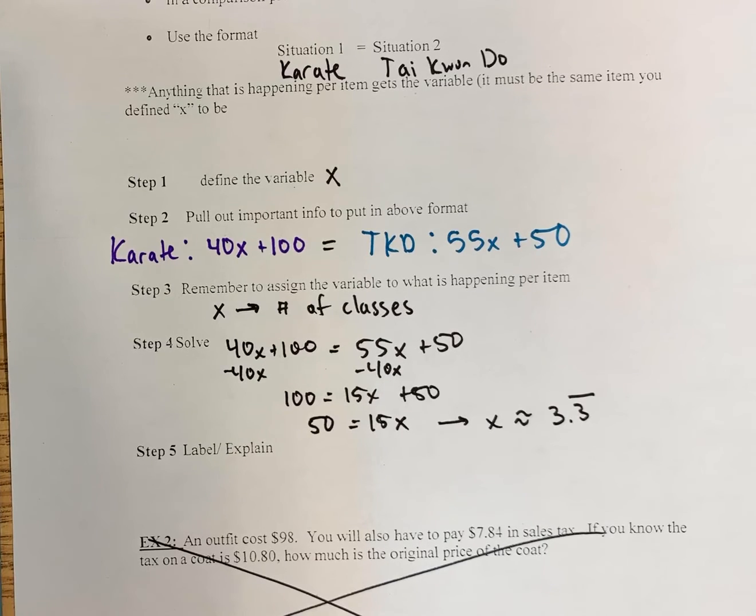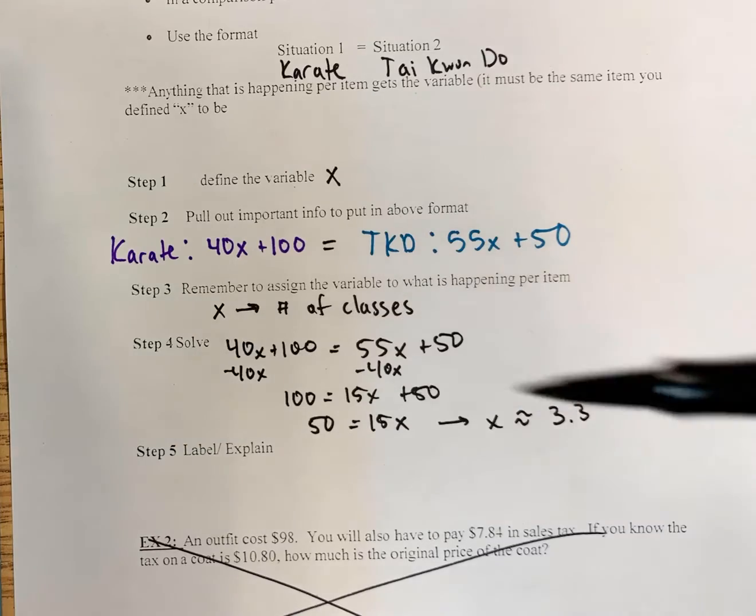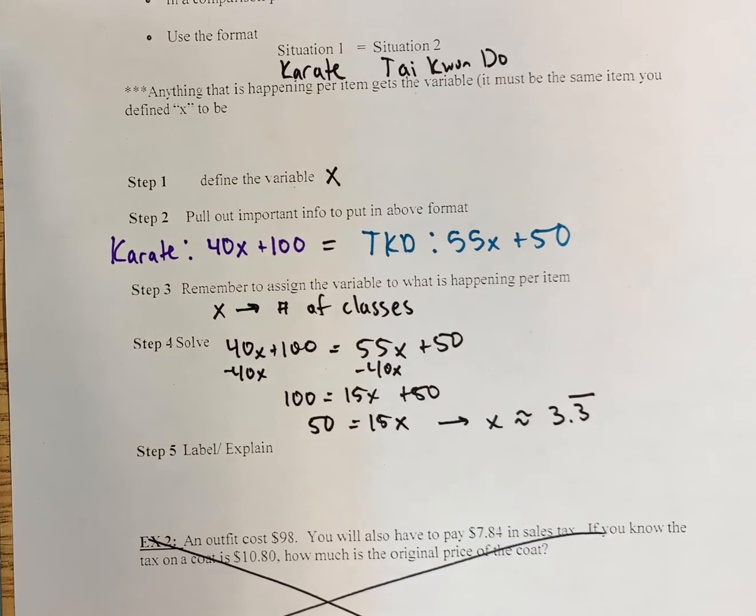So what does that mean? When we get x to be 3.3 repeating, what does that specifically mean? Well, that 3.3 repeating is the point at which both classes are the exact same amount. Now, the problem is you can't go to 3.3 repeating classes. You can go to 3 or you can go to 4. We need to figure out at what point something will be cheaper over the other. One of them has $40 per class, the other has $55 per class. The cheaper per class is going to be cheaper after a certain amount of time.